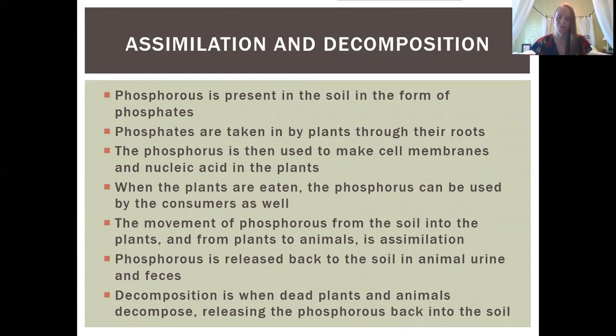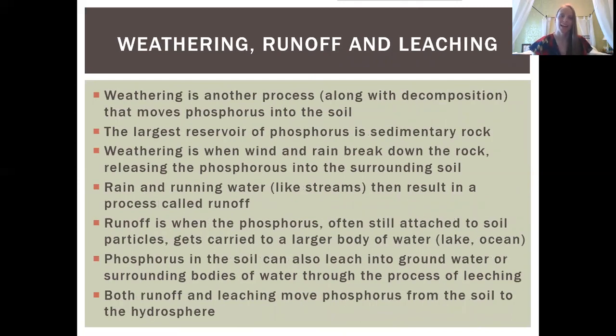Anytime an animal releases its waste products like urine or feces, that phosphorus is released back into the soil. And then decomposition is when dead plants and animals decompose. That also releases their phosphorus back to the soil. Weathering is another process along with decomposition that moves phosphorus into the soil.